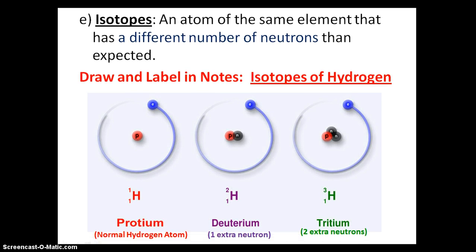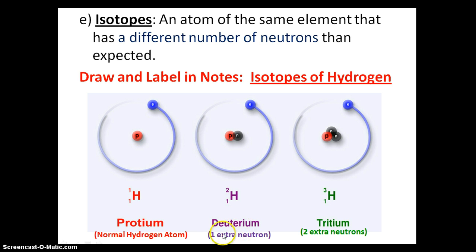E, isotopes, a new word, means an atom of the same element that has a different number of neutrons than expected. You want to draw and label this in your notes. These are isotopes of hydrogen. The first one is a normal hydrogen atom. We actually call it protium, if you want to be specific. Protium, or normal hydrogen atom, has just one proton, and it's balanced by the one electron, right? Positive and negative, but it has no neutrons at all. So that's normal for hydrogen only.